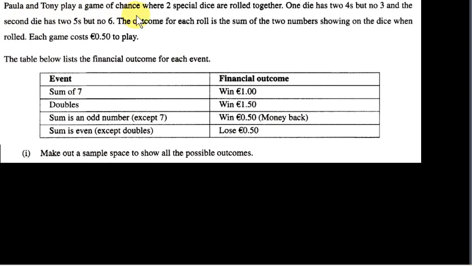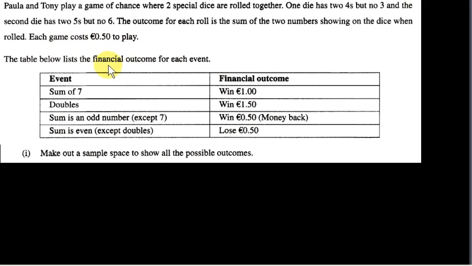Paul and Tony play a game of chance where two special dice are rolled together. One die has 2 4s but no 3, and the second die has 2 5s but no 6. The outcome for each roll is the sum of the two numbers showing on the dice when rolled. Each game costs 50 cents to play.